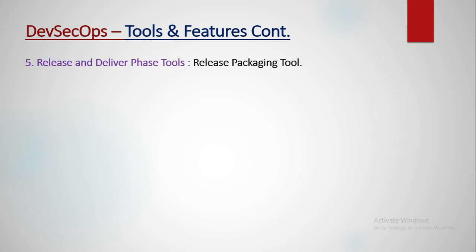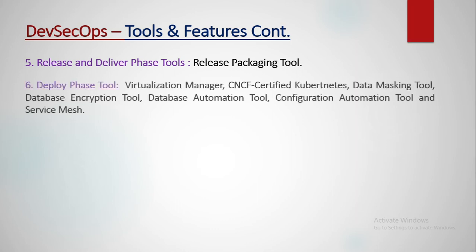Next one is the release and delivery phase. In the release and delivery phase, we can use a release packaging tool as a key tool. By using this tool, we can ensure that they have completed the build and passed all the tests and security analysis. Next one is deploy phase tools. In the deploy phase, we can divide tools into two main categories: virtual machine deployment and container deployment. Through these tools, we can easily prevent data losses and provide data security and privacy.